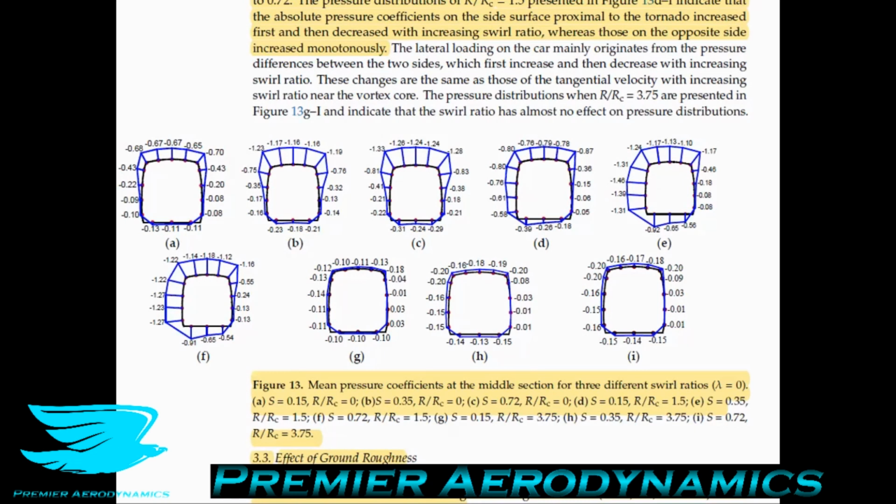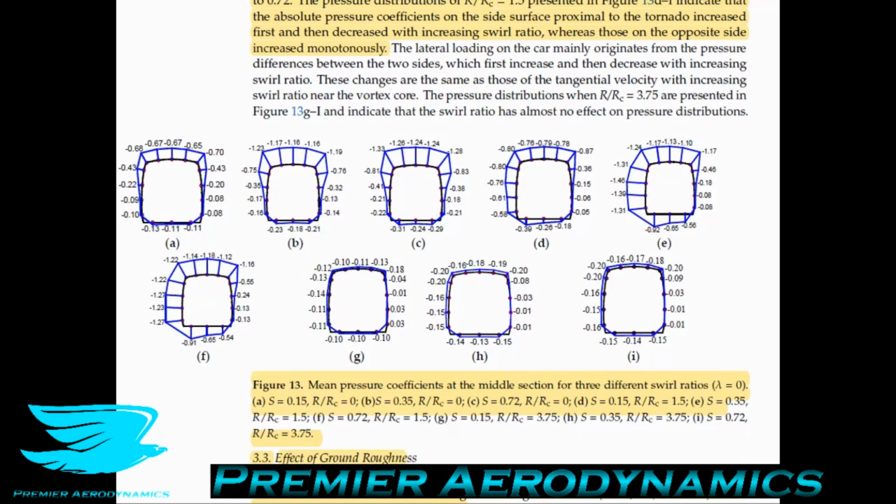So in other words, when you effectively double the tornado strength from 0.15 to 0.35, the lift force increased significantly. But when you doubled that strength again from 0.35 to 0.72, it dropped a little bit. So why is that? I'm not too sure, but I'm guessing it has something to do with how the flow is separating around the bottom and top surfaces.